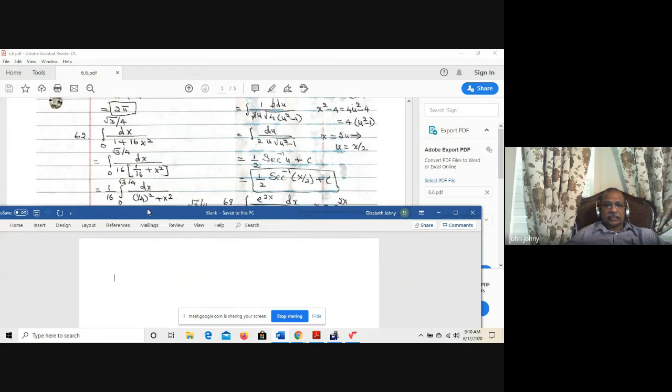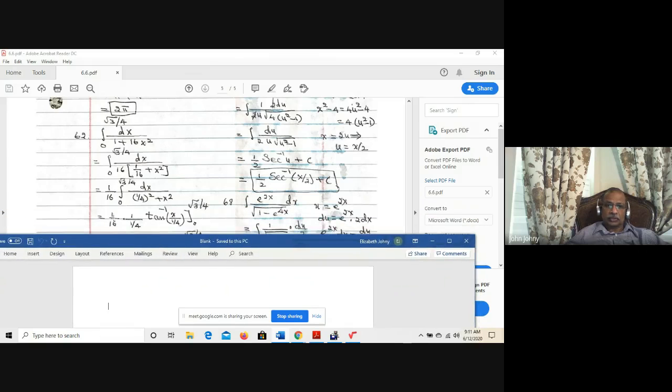And that 16 is a 1 over 16 that goes out. And then 1 over 16 is written as 1 over 4 whole square plus x square. Now you recall the formula for 1 over a square plus x square, which is 1 over a tan inverse x over a. So this is 1 over 16 times 1 over 1/4 tan inverse x over 1/4. So this 4 cancels with the 16.